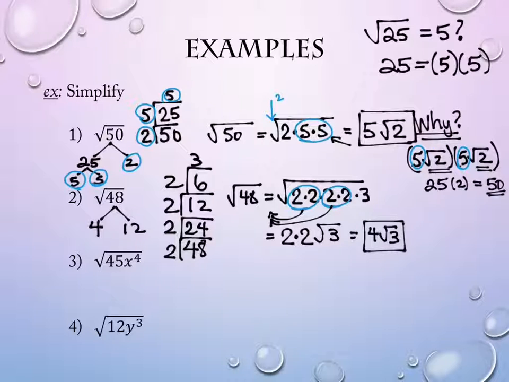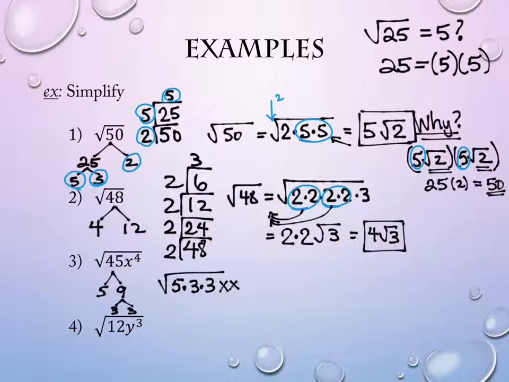Okay? Now, number 3, very similar, but I've got a variable with it now. So let me deal with the number part first because it looks just like what we did before. I'll do a factor tree on this one. Tell me, how does 45 factor? Give me one pair of factors. 5 and 9. Fabulous. 5's prime, 9 isn't. So what will 9 be? 3 times 3. Lovely. So I can rewrite this as 5 times 3 times 3.